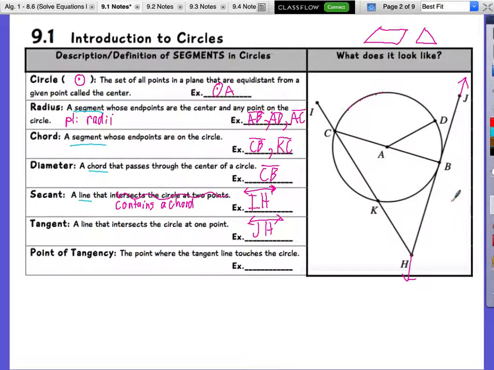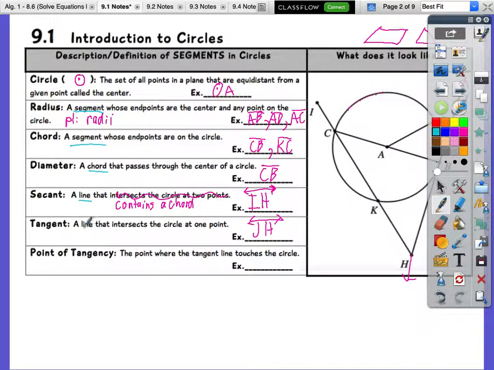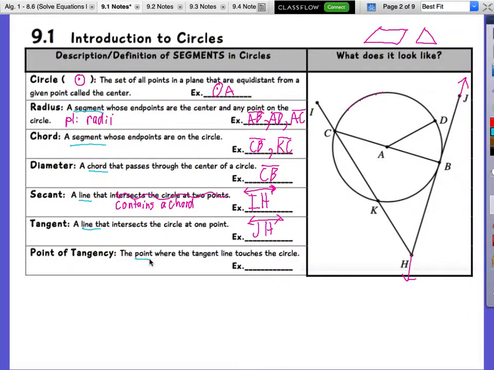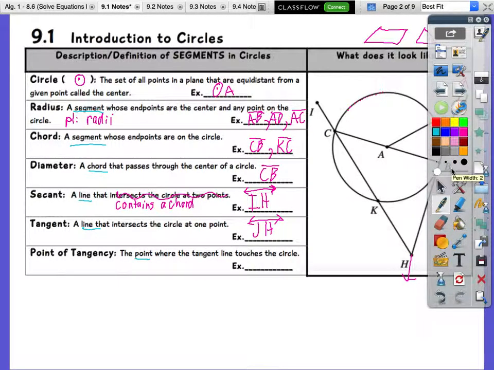Yeah, this is the bunny trail. Point of tangency. The point of tangency is the point... What? No, wait. Okay. The point of tangency is where... Are you guys going to stop?